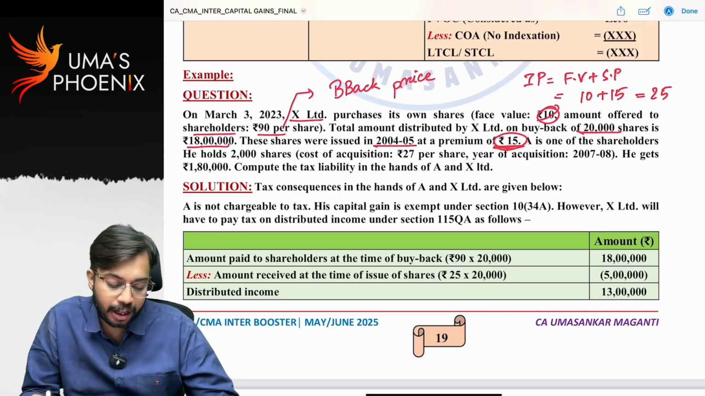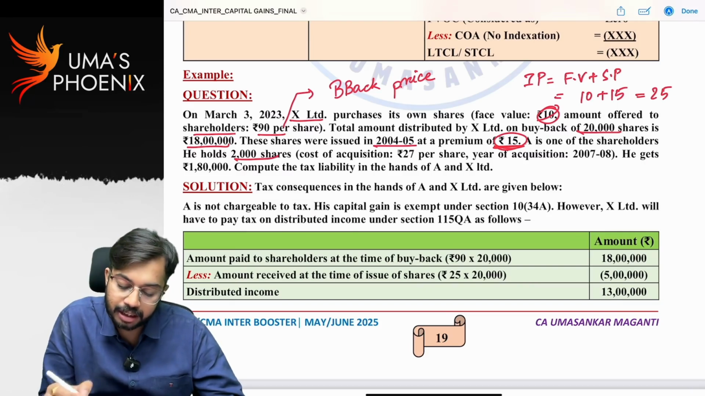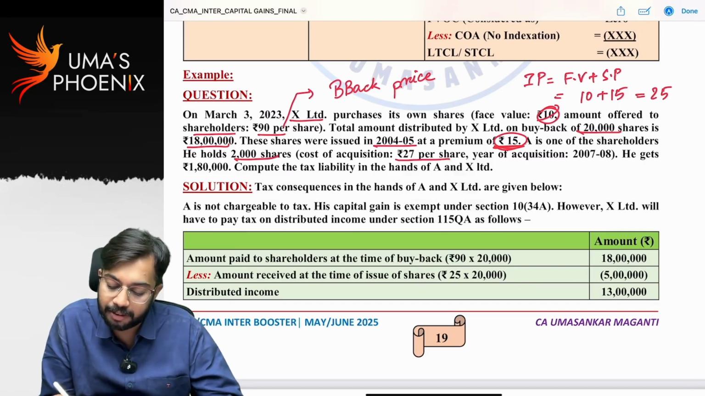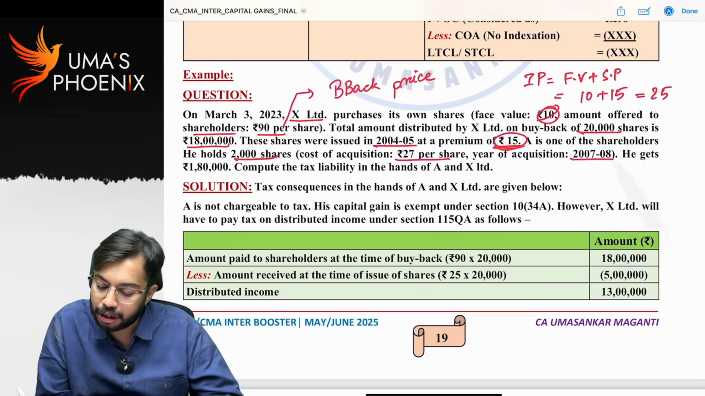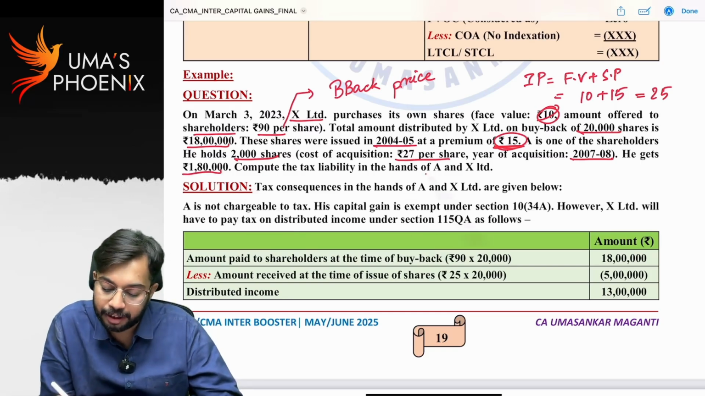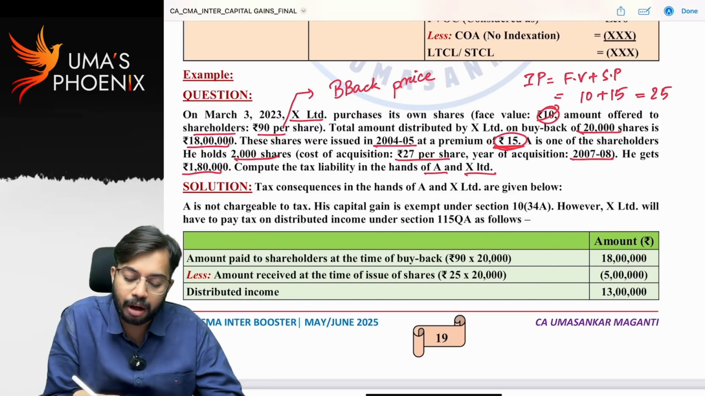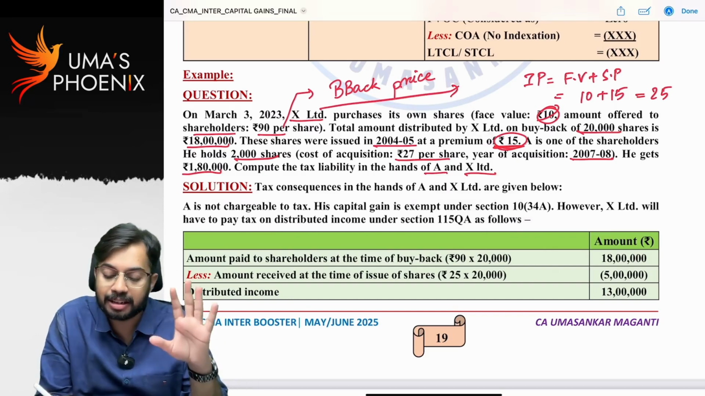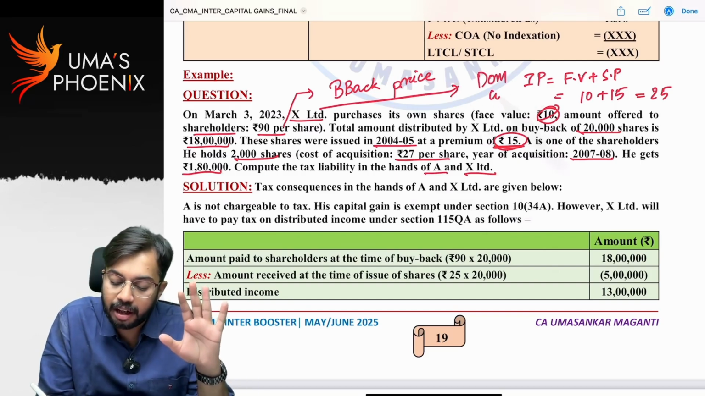A is one of the shareholders. He holds 2000 shares. Cost of acquisition is 27 per share. Year of acquisition 2007-8. He gets 1,80,000. Compute tax liability in the hands of A and X Limited. Now let us take the assumption X Limited is a domestic company.